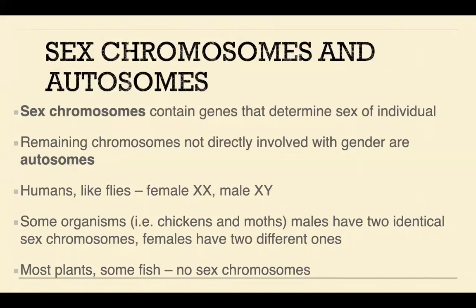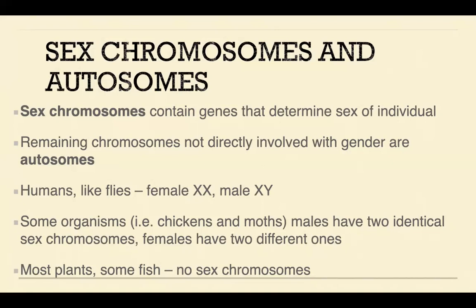So the sex chromosomes contain genes that determine the sex of the individual. The remaining chromosomes, we know them as autosomes. Humans have the same sex determining chromosomes, XX for female and XY for male. Some organisms like chickens and moths, the males have 2 identical sex chromosomes and the females have 2 different ones. In most plants and in some species of fish, they don't even have sex chromosomes.